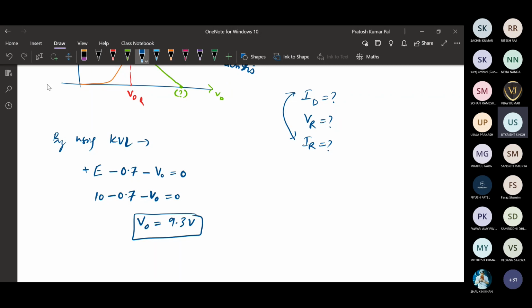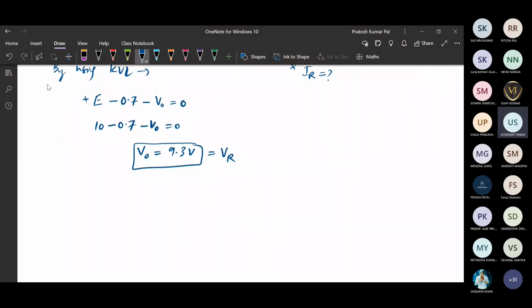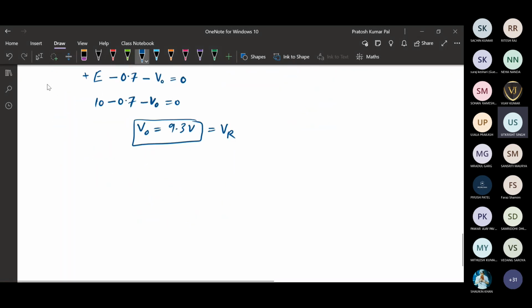From there we get the voltage drop across the resistor. So V0 equals the voltage drop across the resistor, which will be 9.3 volt. Now we need to find the current flowing through this. Whatever current is flowing through the resistor, the same current will be flowing through the circuit.